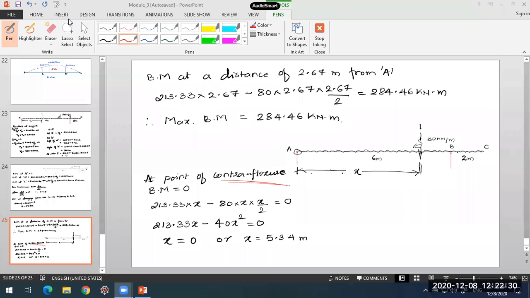I mainly wanted to bring to your attention the calculation of maximum bending moment and determining the point of contraflexure in these problems.